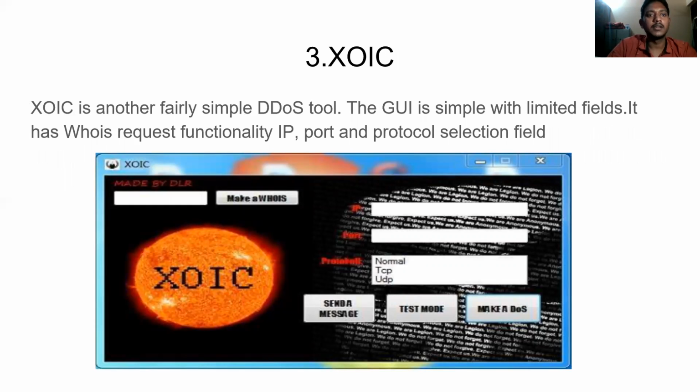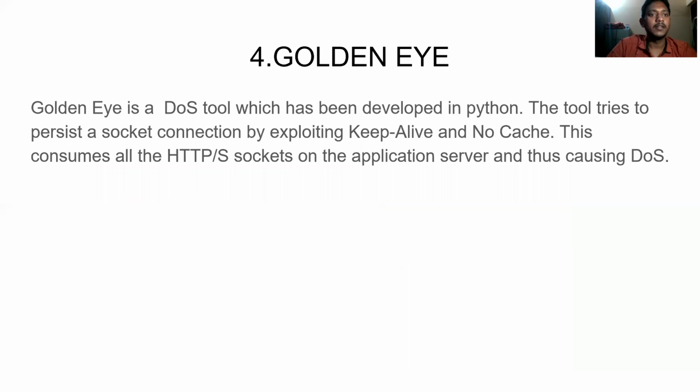Third one is Zoic, another DDoS tool which has a very simple GUI. It has a field for WHOIS request functionality and IP, port, and protocol selection fields. The GUI is very simple. Fourth one is GoldenEye. GoldenEye is a DoS tool developed in Python. The tool tries to persist a socket connection by exploiting keep-alive and no-cache. These consume all the HTTP sockets on the application server, thus causing DoS.